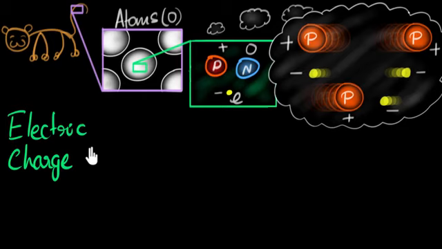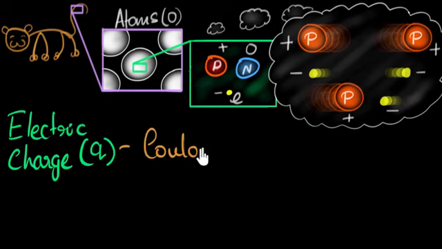So the symbol for the electric charge is Q. And we measure it in a unit called coulombs, denoted by a capital C. So just like how we measure mass in kilograms and we measure height in, say, meters, we measure charge in coulombs. And the word coulomb is named after the French scientist Charles Coulomb, who did a lot of work in investigating the force between these charged particles.